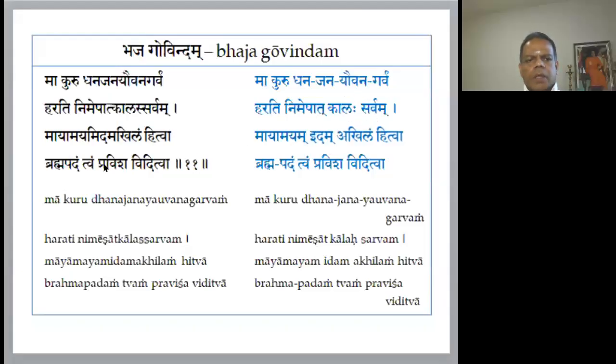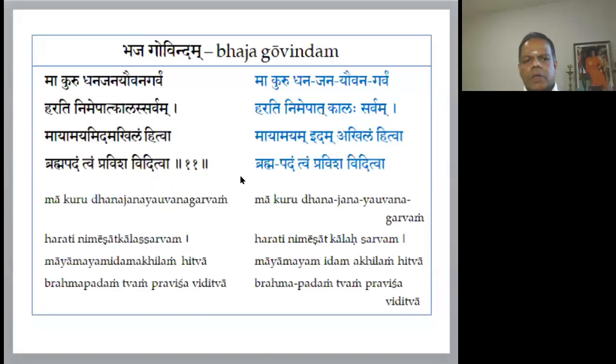Maya mayamidam akhilam. There are three words in this first one long word: Maya mayam, idam, akhilam. Maya mayam idam becomes Maya mayamidam, where m joins the i. Akhilam, and the a joins the m. Idam akhilam becomes idamakhilam. Two changes due to sandhi, but there are four individual words.